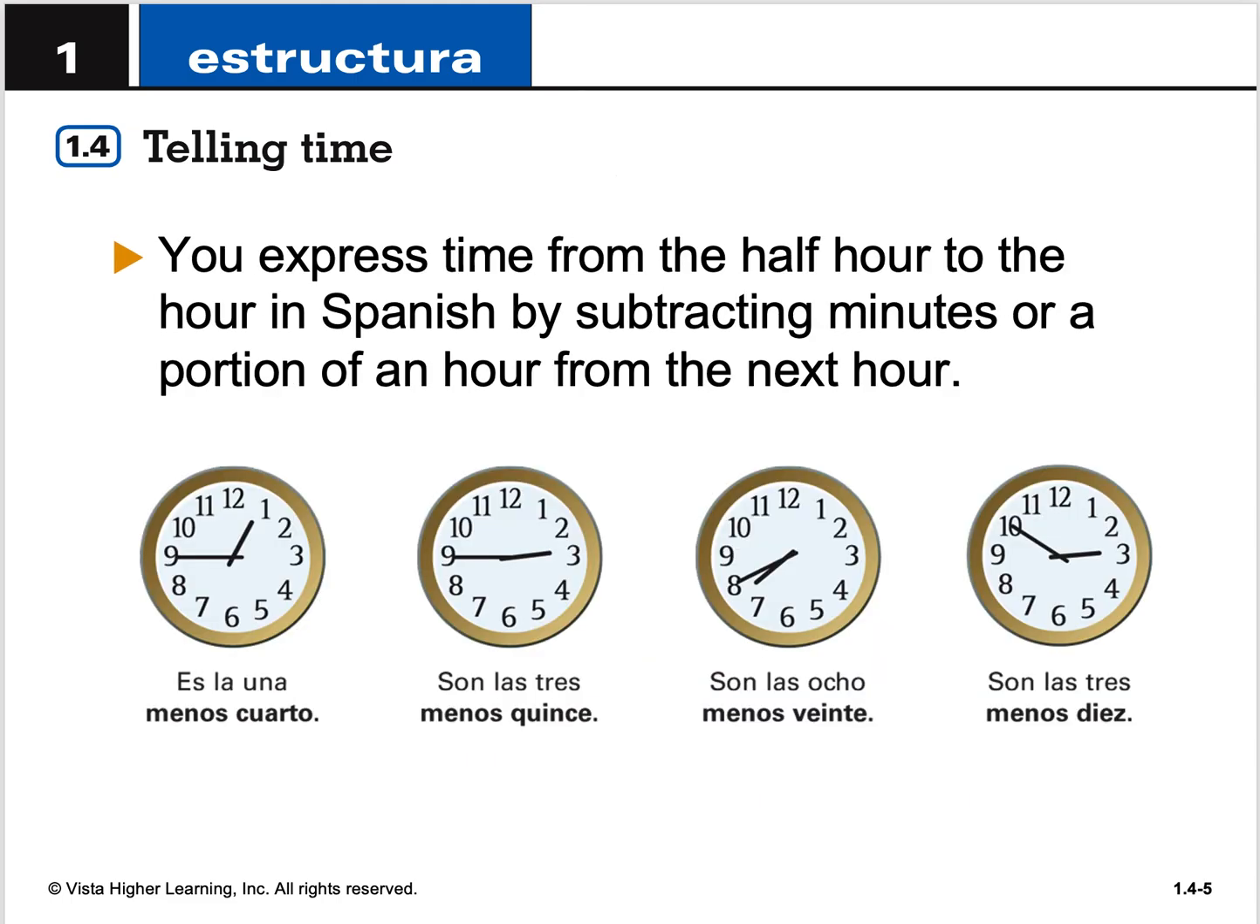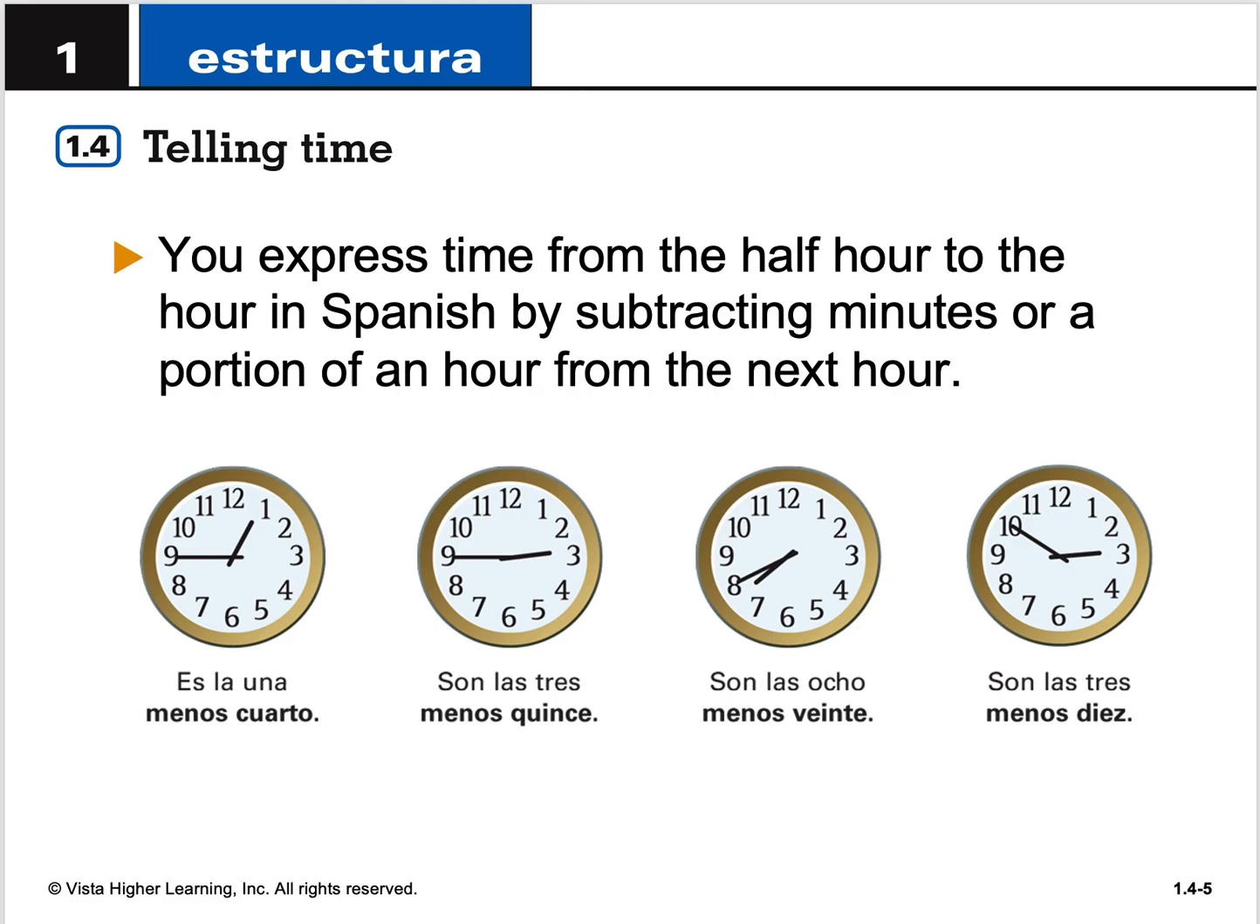We like to express time from the half hour to the hour in Spanish by subtracting minutes. So once we get past 30, we start talking about the subtraction. So I don't say 1:45. I say 2 minus 15. So "es la 1:15" would be, it is 12:45.